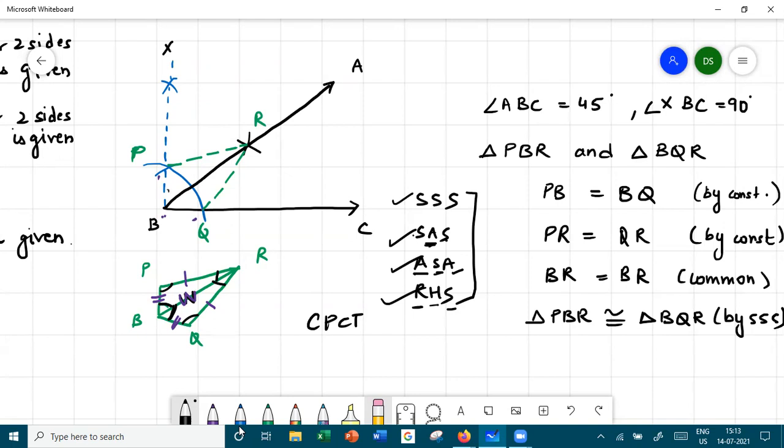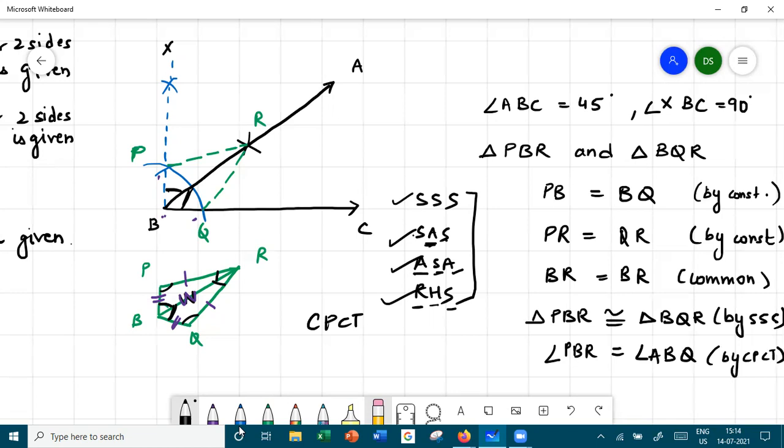I just want this angle and this angle to be equal, right? Because I'm trying to show that this is an angle bisector, and that's why it's 45, right? Okay, so I just want this to be equal, so I will directly write that angle PBR is equal to angle ABQ or ABC, whatever, that's fine, by CPCT, right?